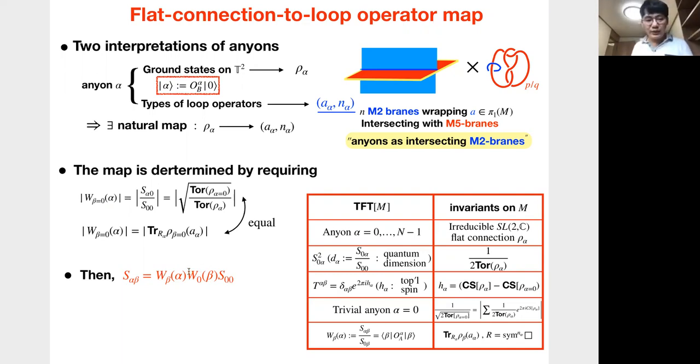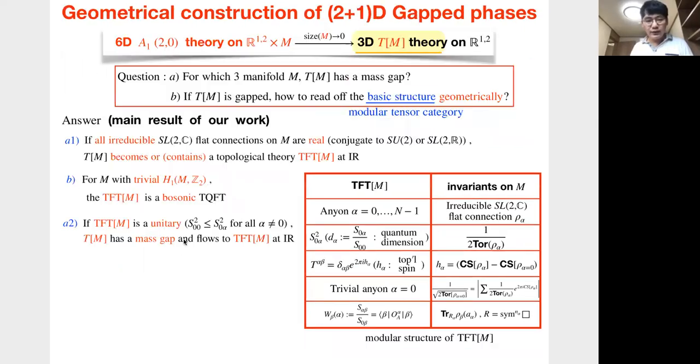I will skip the full details since we are low on time. One interesting point is that using this dictionary, we can determine the full modular structure of the topological phase associated with this three-manifold. In some cases, the topological phases are unitary, in the sense that this S matrix satisfies this condition. Then we claim that in this case the T[M] theory has a mass gap and flows to the topological field theory describing this unitary topological theory.